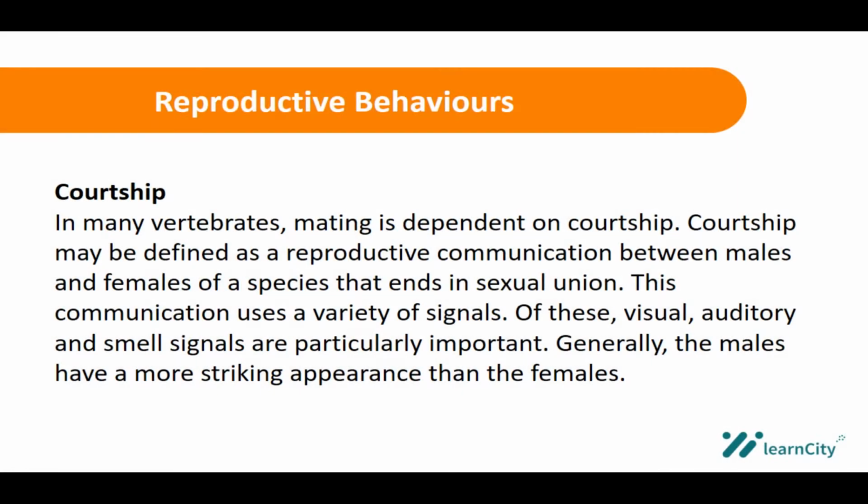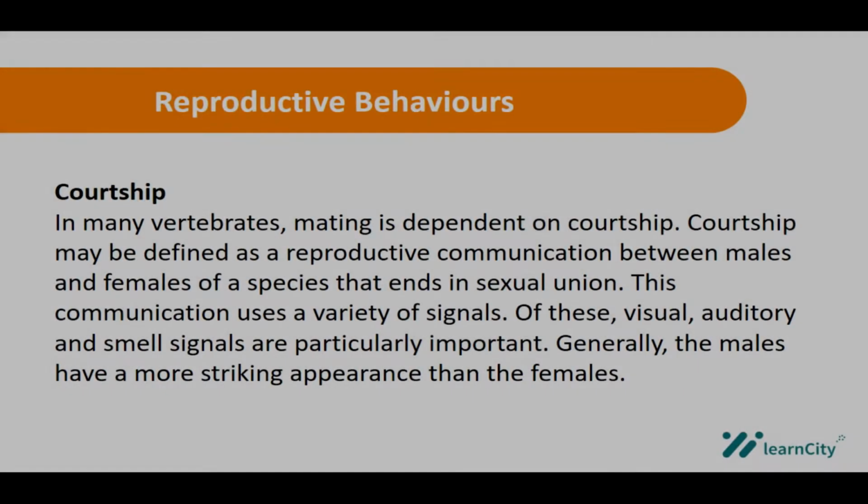In many vertebrates, mating is usually dependent on courtship. Courtship is reproductive communication between males and females of a species, and it results in sexual union.